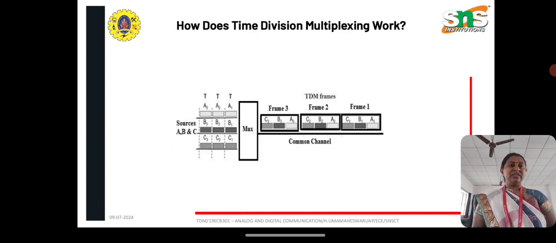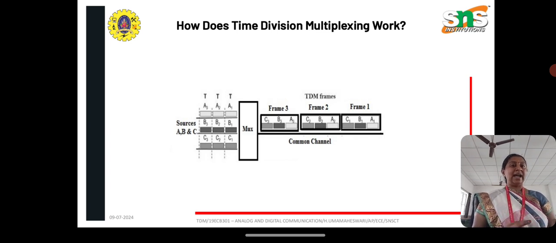How does time division multiplexing work? There are various input sources, that is A, B and C, and they are multiplexed and given to the common channel as frames: frame 1, frame 2, frame 3. We send the data in the form of time slots, that is A1, A2, A3, B1, B2, B3 and C1, C2, C3.